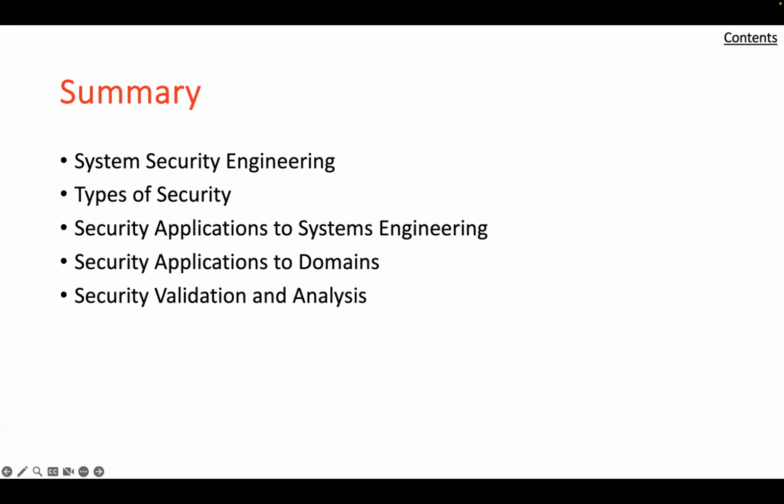And finally, we talked about security validation and analysis. SSE engineers may need to interface with multiple parts of the system engineering team and will require some coordination to successfully insert and integrate security details within the system concept, requirements, design, and testing.